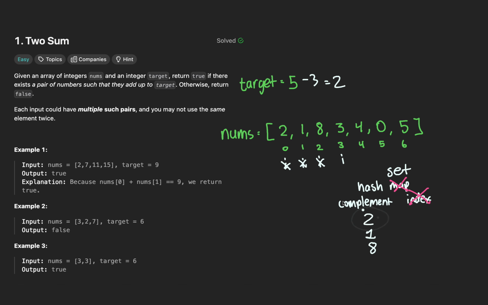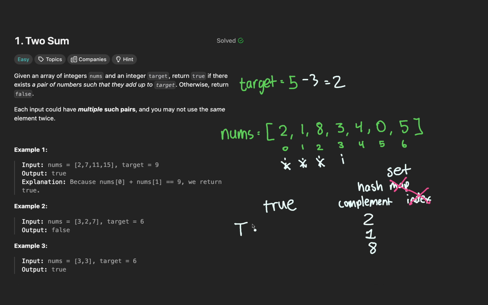We can immediately return true as an optimization, meaning we don't have to loop through the rest of the elements, because remember, though there can be multiple valid pairs, we only need to return true if we found one. We did, so we return true. This is what we return.